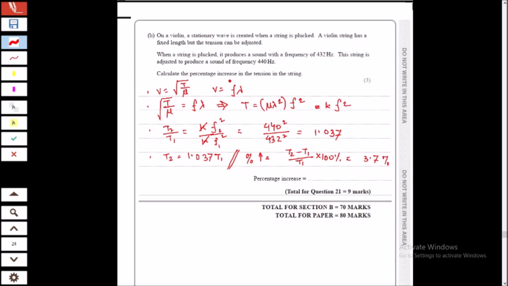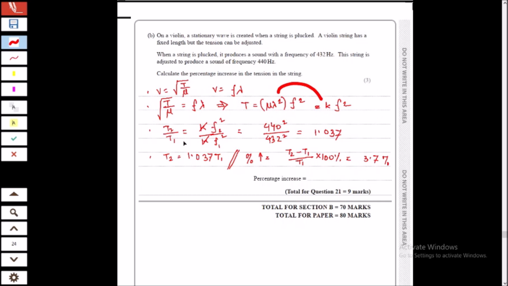So since both these are equations of V, we can write this is equal to this. That is what I've written here. Then you have to make T the subject, since we want to know how much the tension is increased. So T is equal to mu lambda square f square. Lambda is constant for a guitar or a similar type of string instrument. The mu, mass per unit length, also remains constant because you are not changing the string itself. So this entire thing is a constant, which is represented by K. So T is proportional to f square.